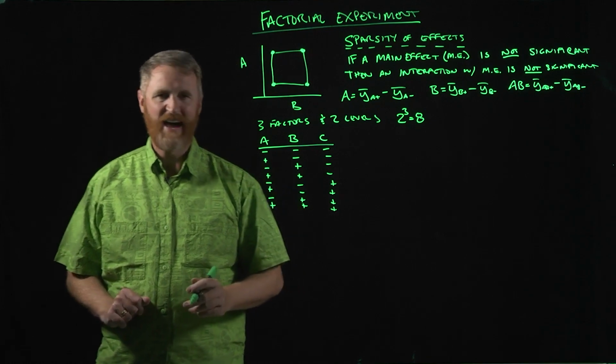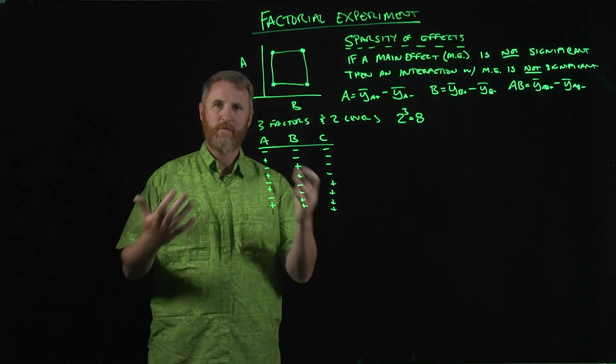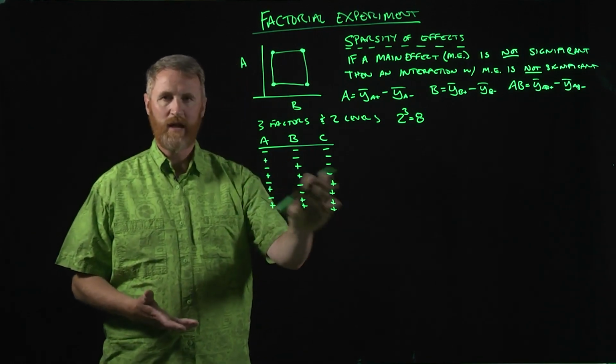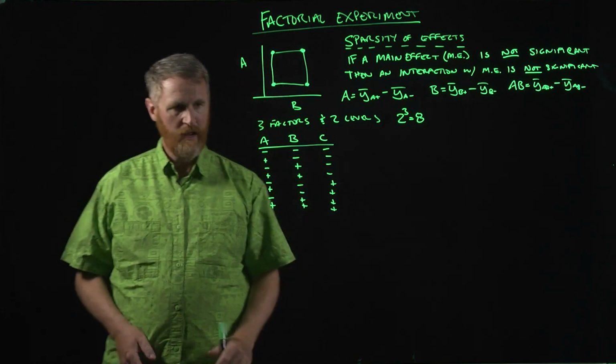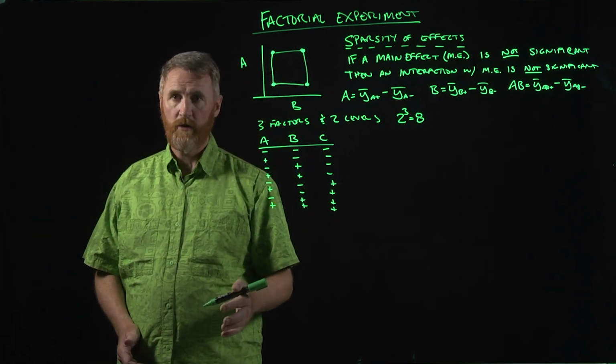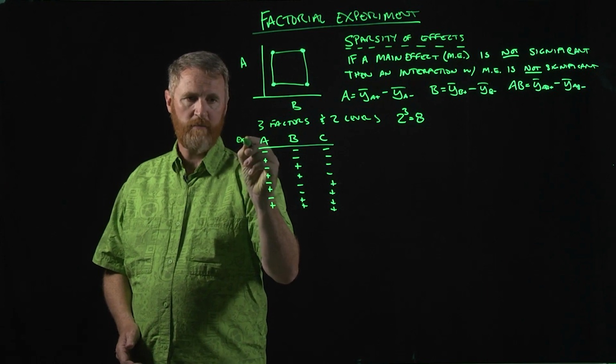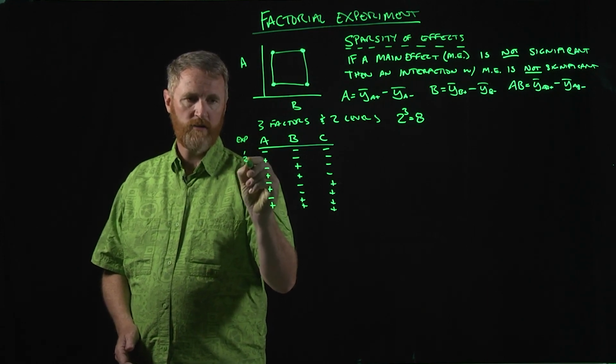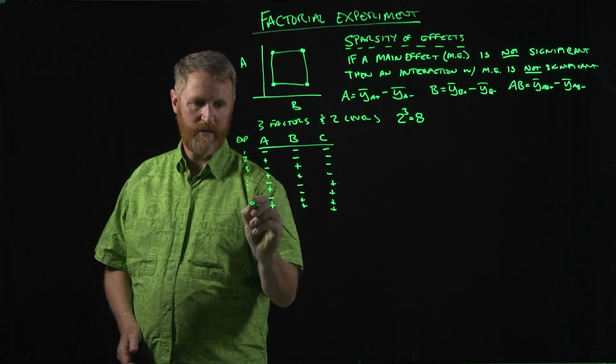And hopefully you see the pattern because it allows you to very quickly map out all of the combinations that you might have between A, B, and C, right? And we would call this experimental order. So if I put an experimental order here, I would have 1, 2, 3, all the way down to 8.